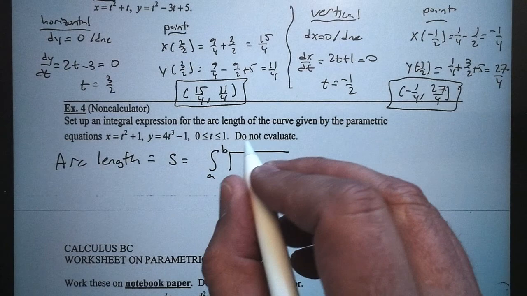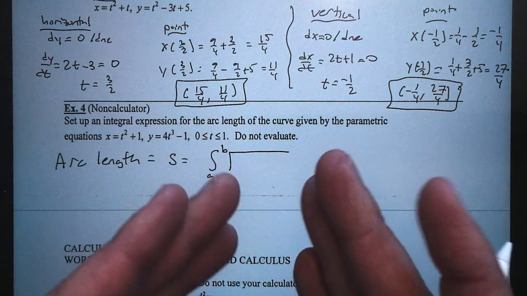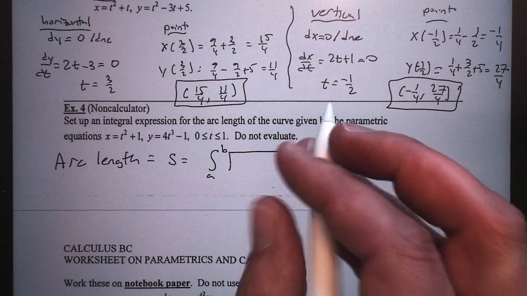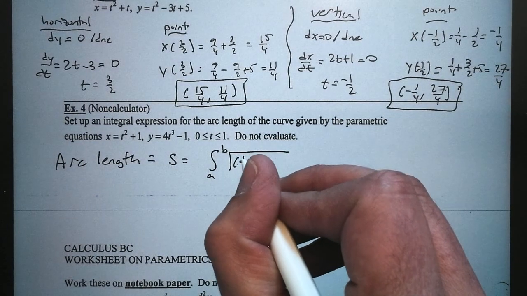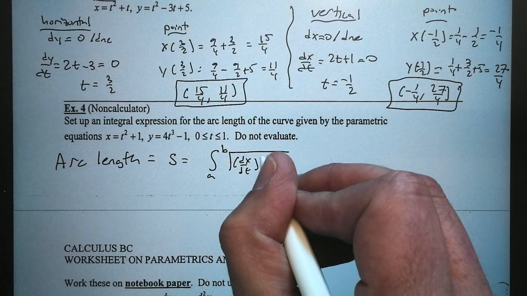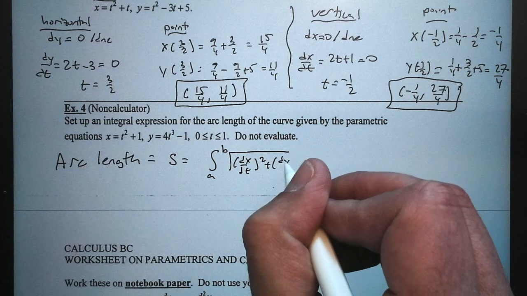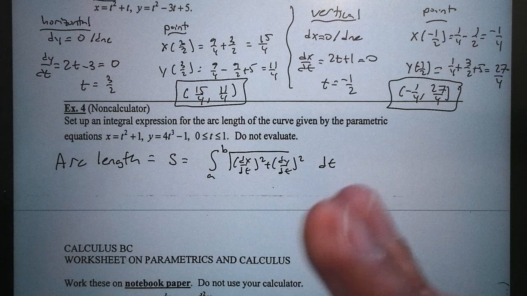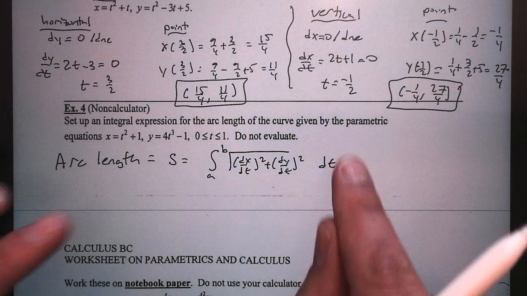Well, the idea is the same here, but remember, we're not just dealing with the function in terms of y, but we also got our function in terms of x. So what we say is it's going to be the square root of dx/dt squared plus dy/dt squared, dt. So now this is how we find the length of a curve as a parametric.